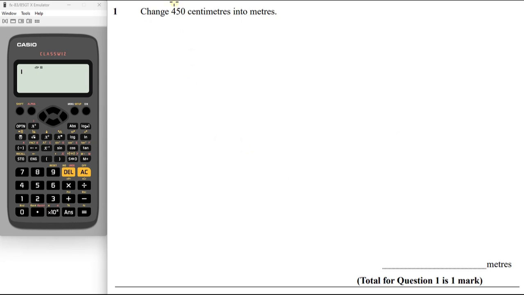So question number 1, change 450 centimetres into metres. So for this question, you need to know your conversions between centimetres and metres. And there are 100 centimetres in a metre. So we will need to divide by 100. So we're going to do 450 divided by 100. And I don't even need a calculator for this question. I know that that is going to be 4.5. So our answer is 4.5 metres. And you can see we don't need to write in metres because it's already given to us down here.